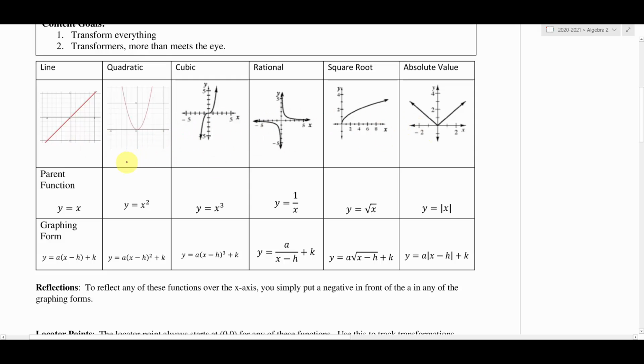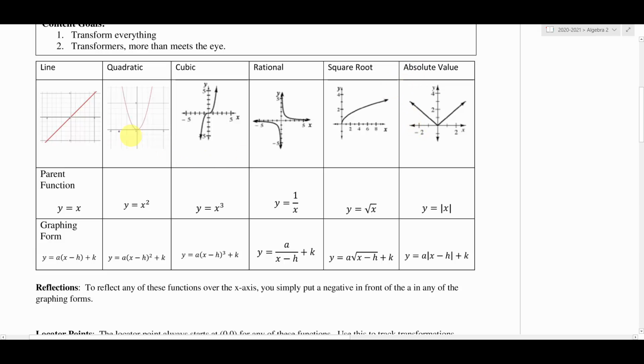All right, so going through this table, you have the names of your different functions up at the top, and then these graphs that I provided you are what we call the parent graphs. These are what these functions look like before we do anything to them. So before we reflect or stretch, before we move them up or down, left or right, this is what these functions look like. So this is in their original state.